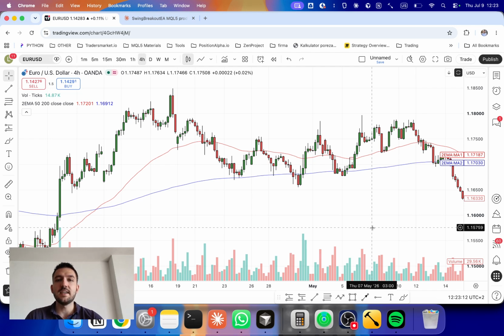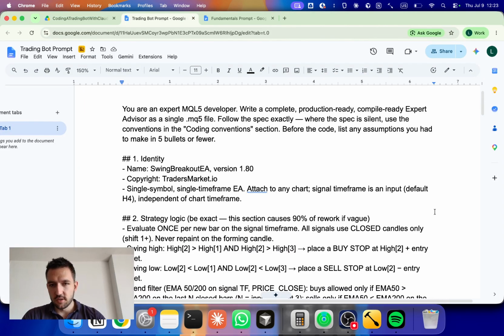So now let's see how I made the prompt to make sure it develops this exact strategy. So here is the prompt. Let's go over the most important parts.